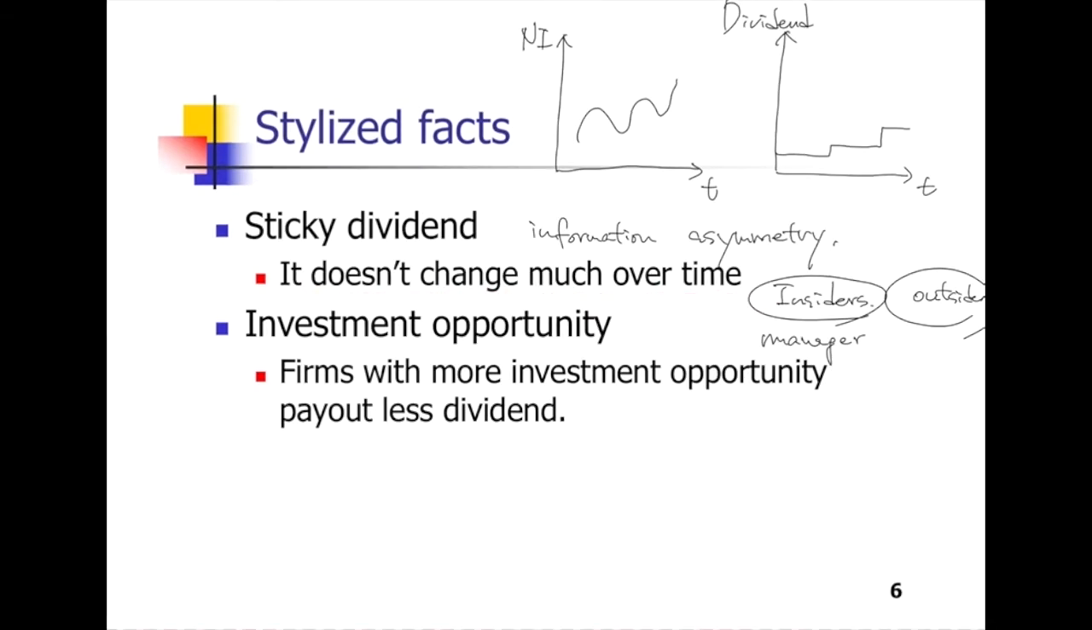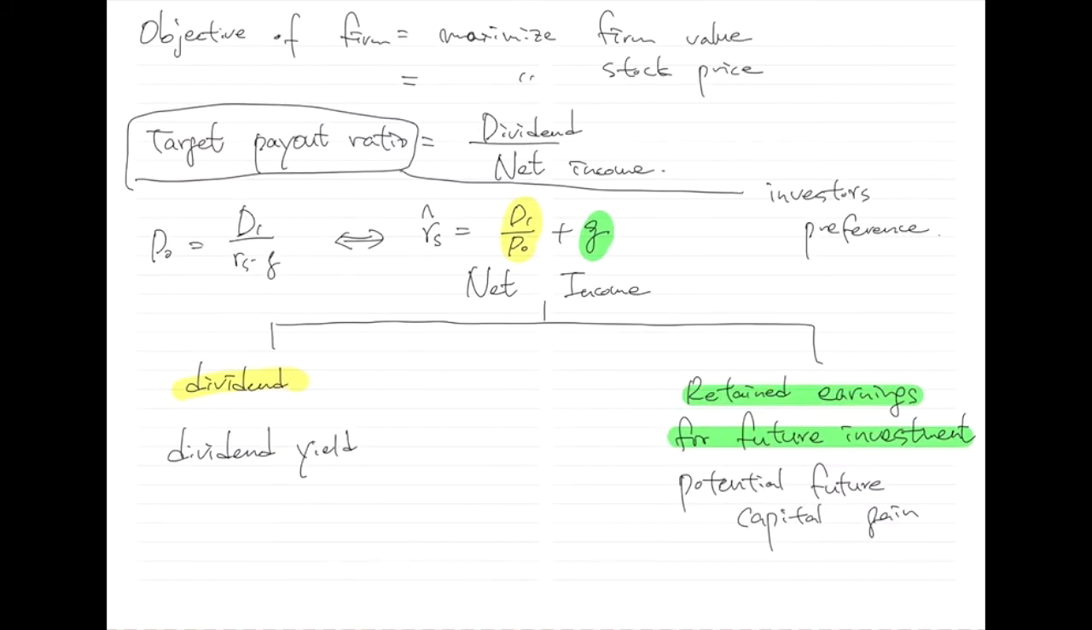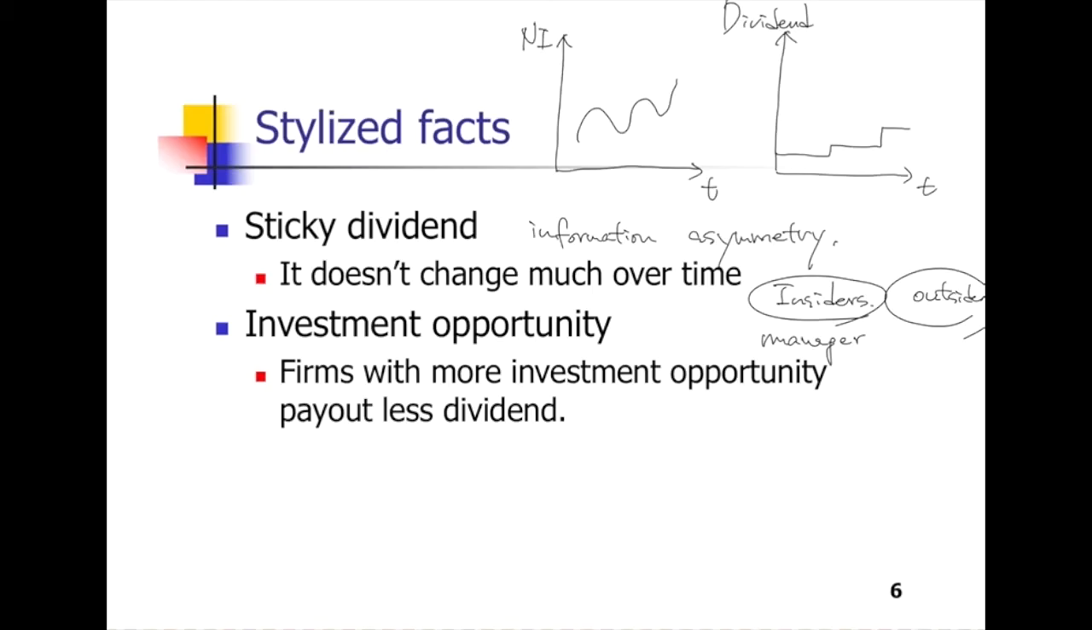The second standardized fact about the dividend is that firms with more investment opportunities pay out less dividend. Because the alternative to paying out dividends is retained earnings for reinvestment, right? So firms with more investment opportunities pay less dividend, right? And increase their retained earnings for future investment. Yeah, that is the second standardized fact.